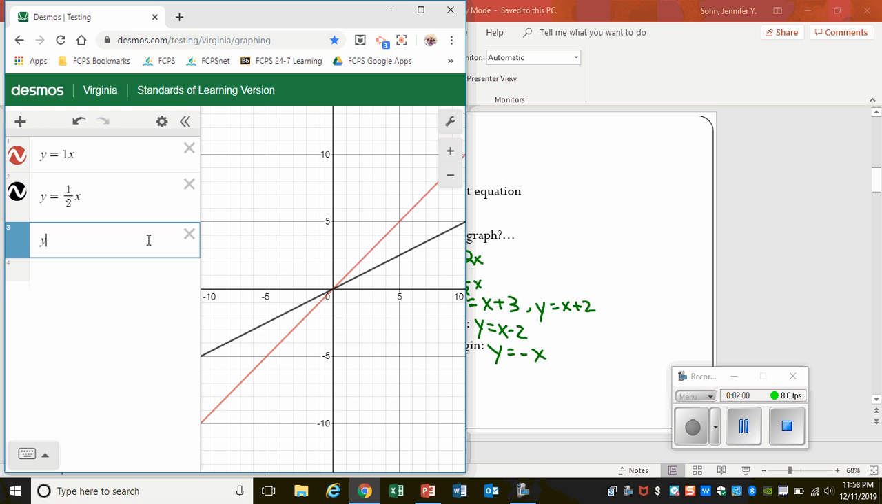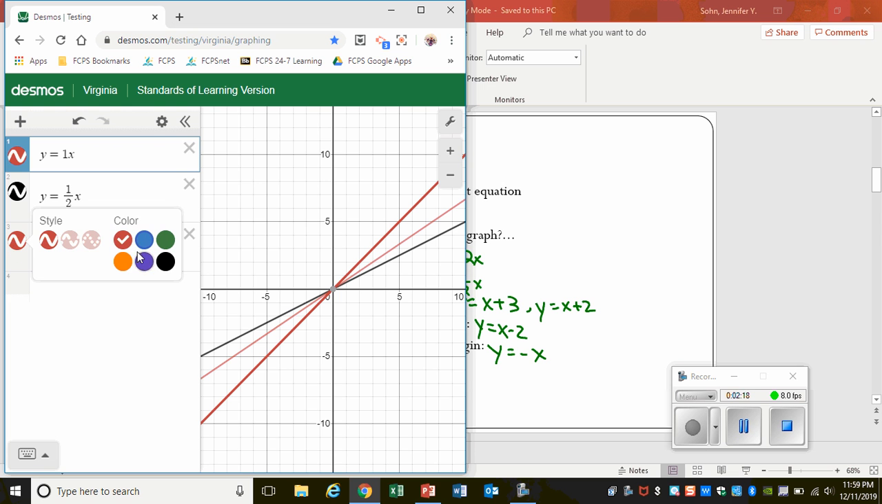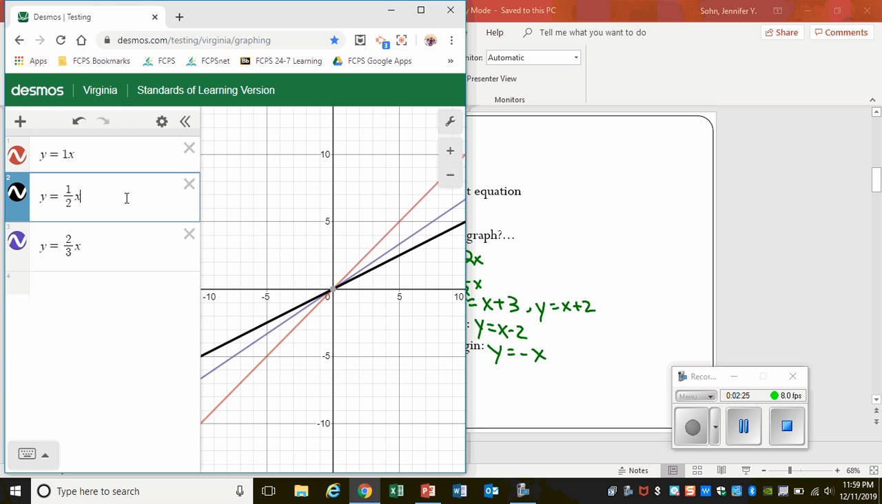So if my slope is a fraction, like this, you can see from here, I can change the color. Let's see, purple. So this is the original, the red one, this one is 1/2, and then this is 2/3. So you actually get less steep as you go.